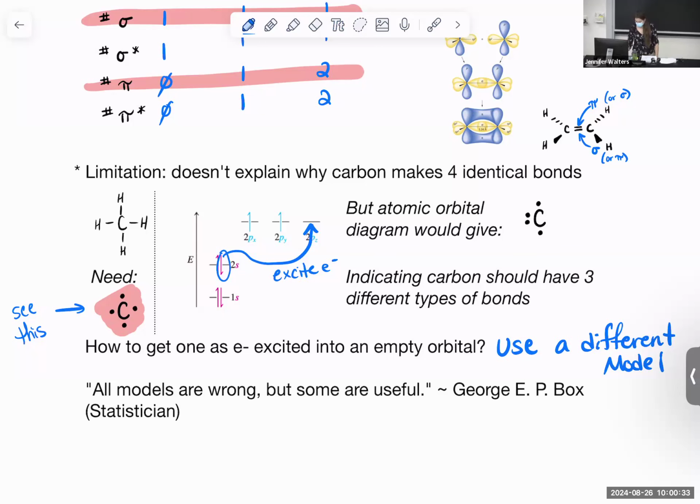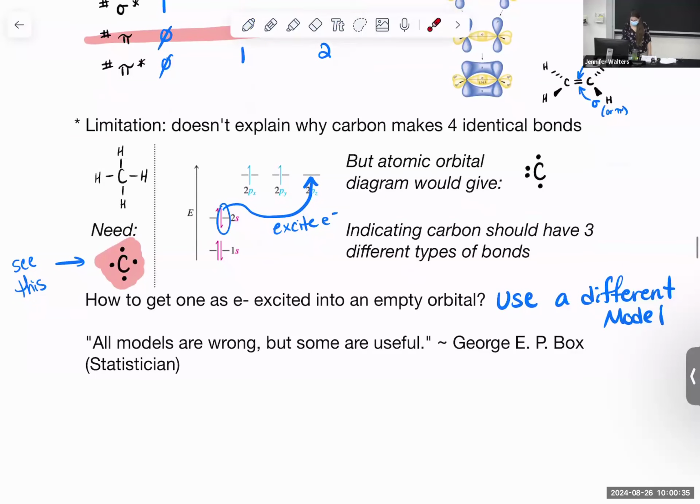And I really like this quote by George E.P. Box, which says, all models are wrong, but some models are useful, which I think is always important to keep in mind, that everything that we're using is most likely wrong. It is our best guess thus far. As we discover new data, new information, we improve, we correct, we get closer to the truth.